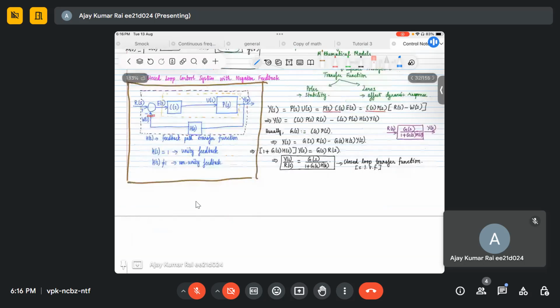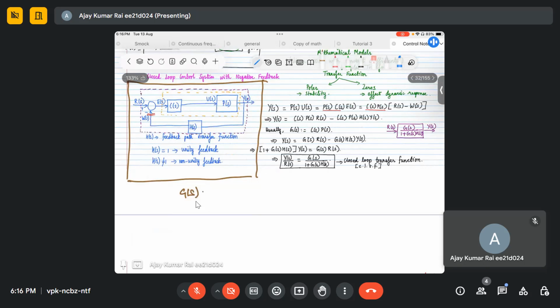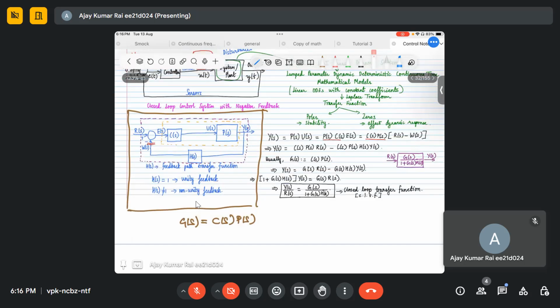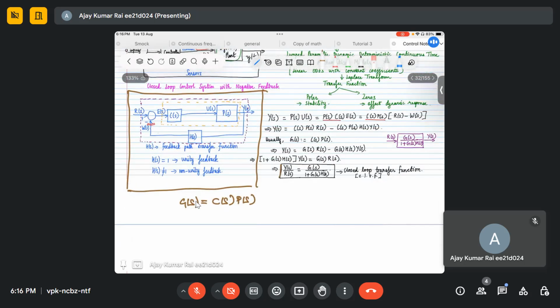In the reference book you see G(s) will be equal to C(s) into P(s). C(s) is the controller transfer function and P(s) is the plant transfer function. So this is actually the forward loop transfer function, the forward path gain. That is already mentioned in the week 2 lectures here, so this is the transfer function you already know.